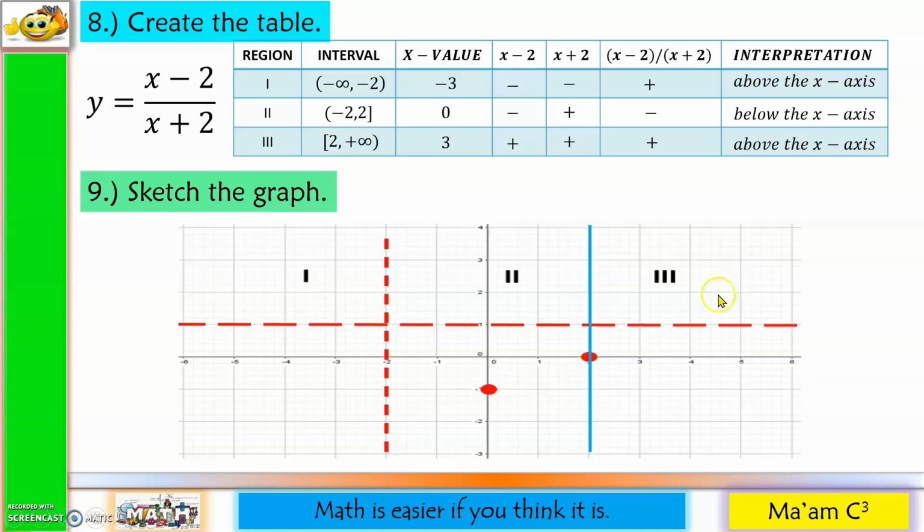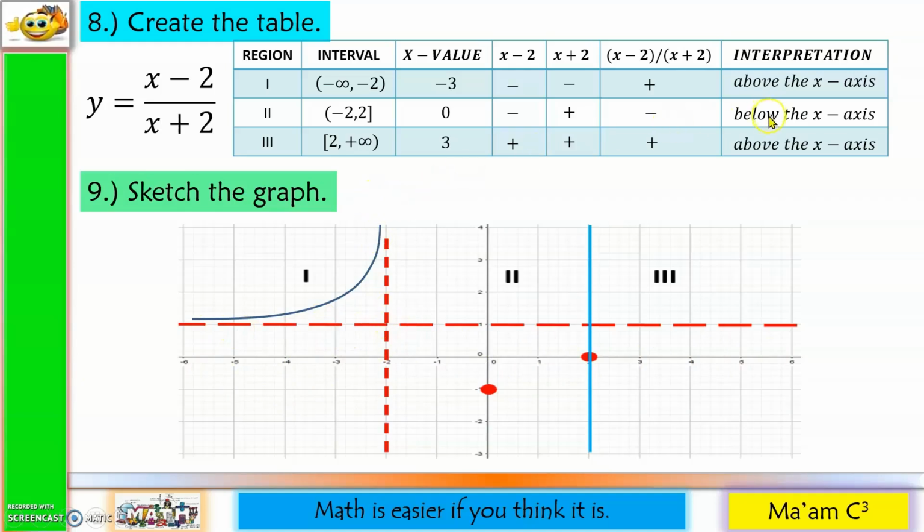Now, let us sketch the graph. For region 1, our interpretation is above the x-axis. Notice that I have a horizontal asymptote and a vertical asymptote here. So my graph should get closer and closer to these lines. So let us graph now. My graph is above the x-axis and it approaches my two asymptotes.